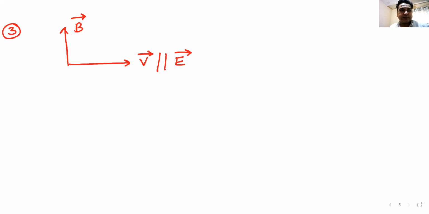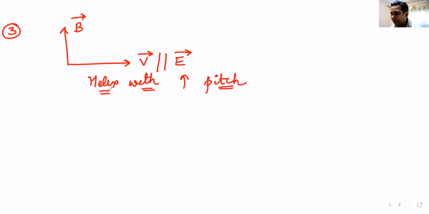Yes or no? Yes, sir. So this will be a helix with increasing pitch. Are you getting my point? Three are mutually perpendicular? No, sir. Three are not mutually perpendicular to each other, beta. V is parallel to E. Getting my point? Yes, sir. V is parallel to E, and that is why you have this.